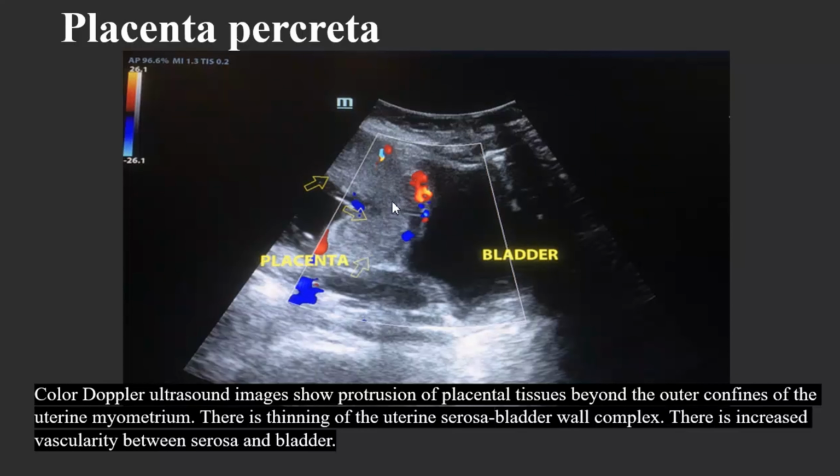And here we can see the color Doppler ultrasound image, and it shows the protrusion of the placental tissue beyond the outer confines of the uterine myometrium, and there is a thinning of the uterine serosa-bladder wall complex, and there is increased vascularity between the serosa of the uterus and the bladder. So this is a severe form of placenta accreta.